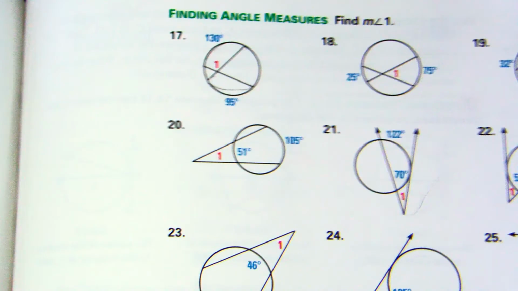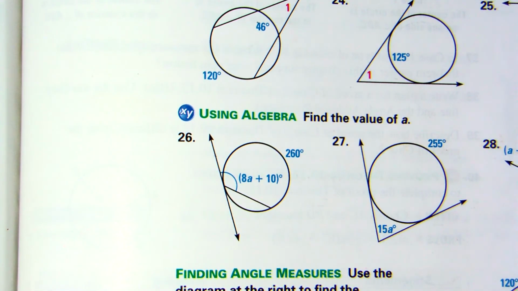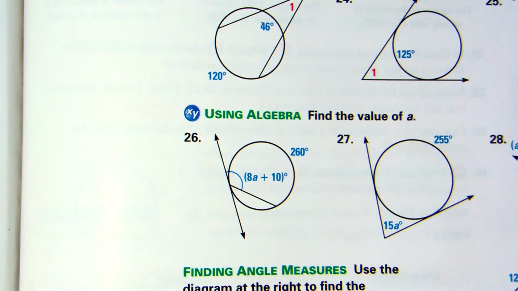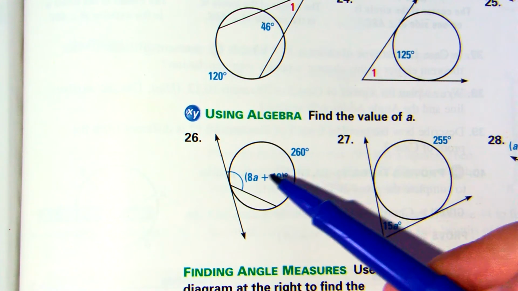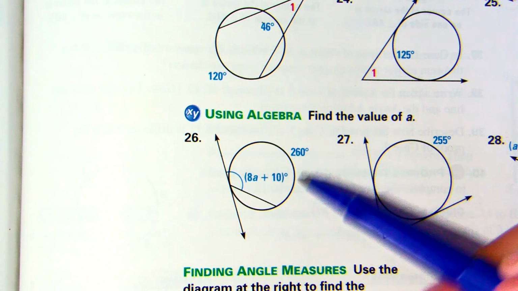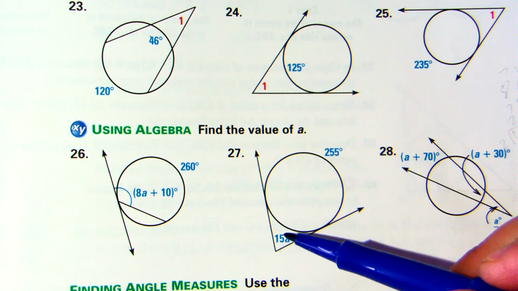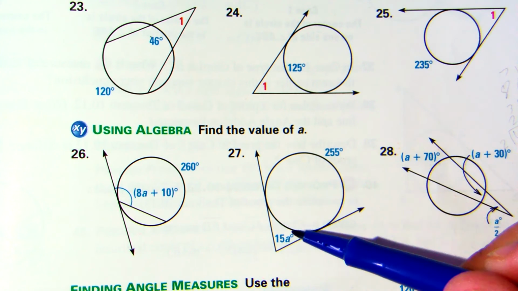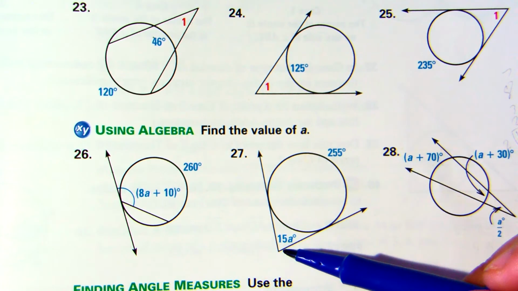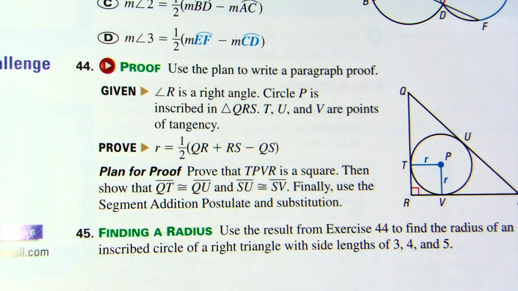The problems that we worked in class today that will be pretty beneficial for tomorrow are problems on page 625, number 26, number 27. This is relatively easy. You just take half of 260, which is 130. 8a plus 10 equals 130, and solve for a. On this one, say 360 minus 255, that'll give you the measure of this arc right here, which will be 105. Say 255 minus 105, and that will give you 150. Cut that in half to 75, and 15a equals 75. That's really it for the test.